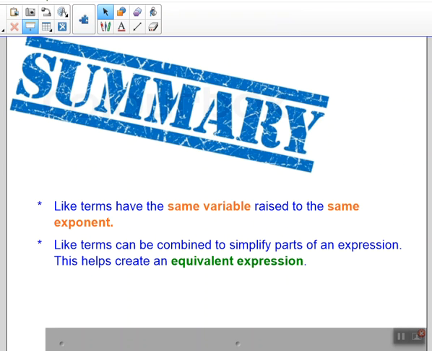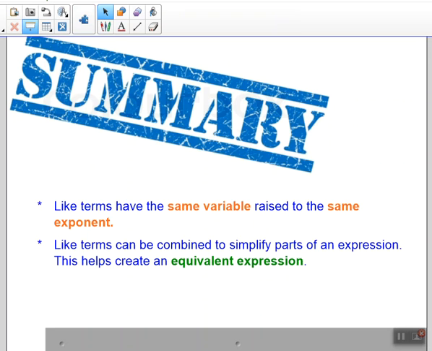Now, here's your summary. And write both of these bullet points down. It says down there at the bottom of your notes for today's lesson summary. 1, like terms have the same variable with the same exponent. Okay, that is a big point from today. We can only combine them when they're like terms. And you have to know what a like term is for that to be the case. The same variable raised to the same exponent. The second bullet point, like terms can be combined to simplify the expression.